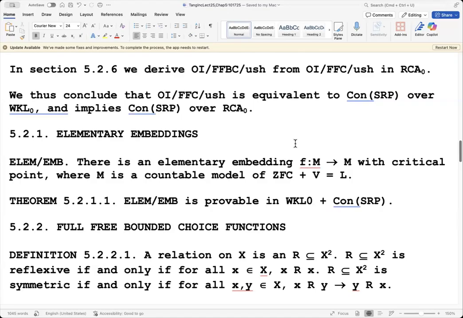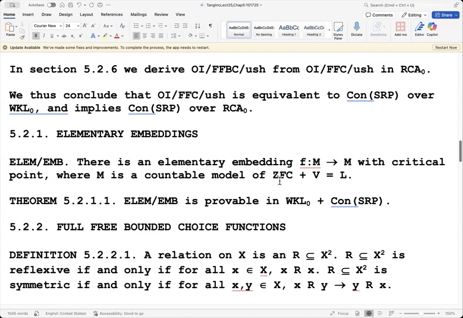Okay, so let's get into this some more. What kind of elementary embedding? Again, there's an elementary embedding F from M into M with a critical point, and a critical point is the least point that gets moved, where M is a countable model of ZFC plus V equals L. And it's going to have to be a non-omega model. Why is that?